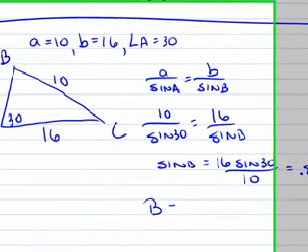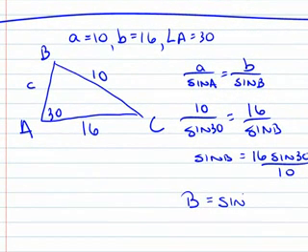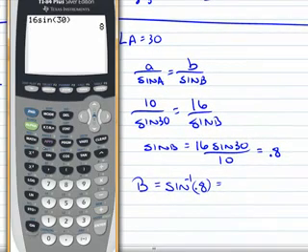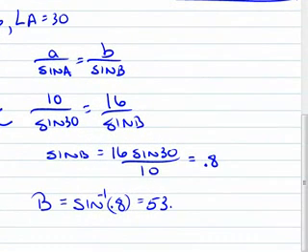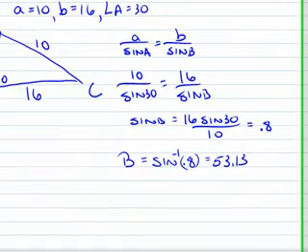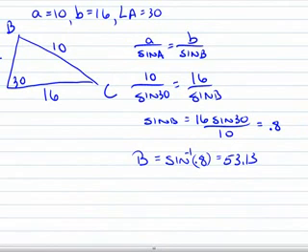The angle B is the angle whose sine is 0.8. So I need to do an inverse sine and find out what that angle is. And we have an angle of 53.13 degrees. Okay. In the example we did yesterday, we tested to see if its supplement is also a possibility for this particular triangle.